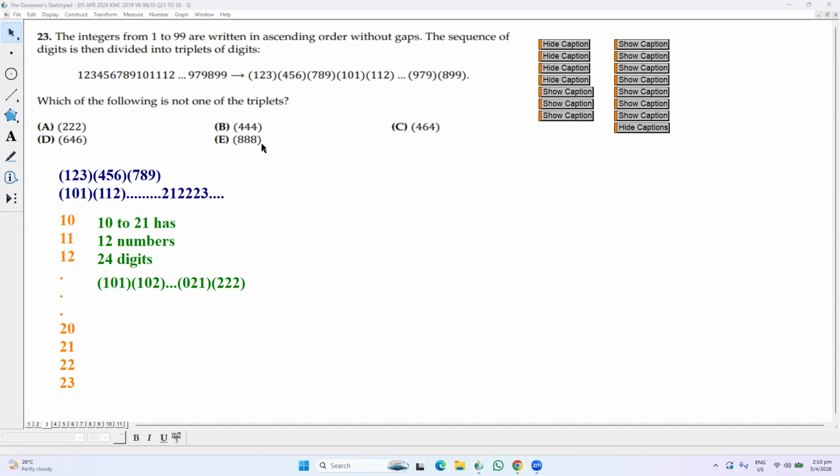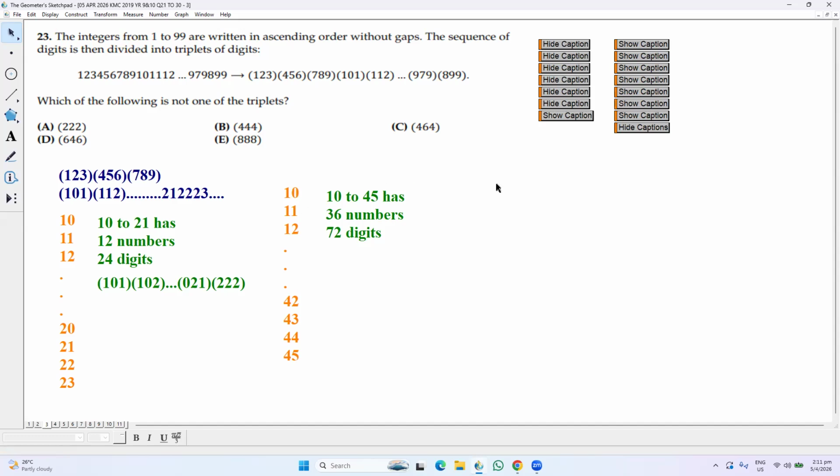The next number we want to try is C, which is 444. So we write until 10 to 45. We know the 444 occurs when we move from 44 to 45. So we count how many numbers. 10 to 45, how many numbers? 45 minus 10 is 35. Add 1, 36 numbers.